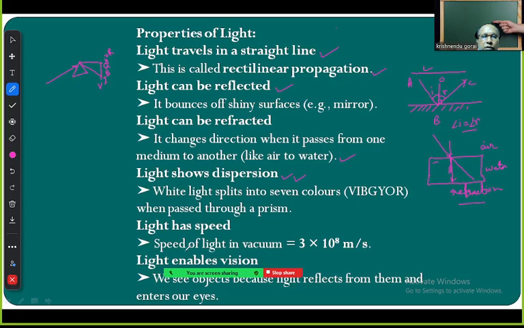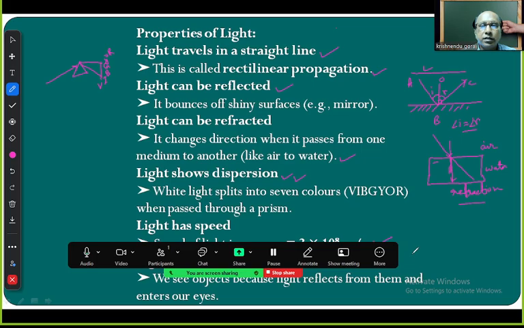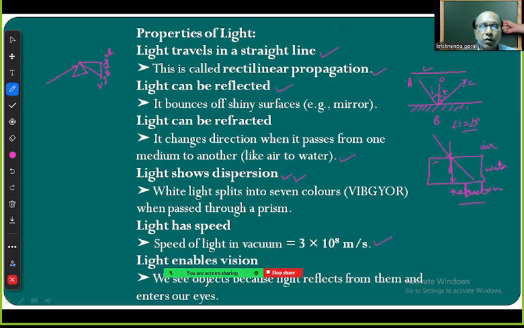Light has speed. We know that the speed of light in vacuum is 3 into 10 to the power 8 meters per second. Light enables vision. We see objects because light reflects from them and enters our eyes. These are some of the properties of light.